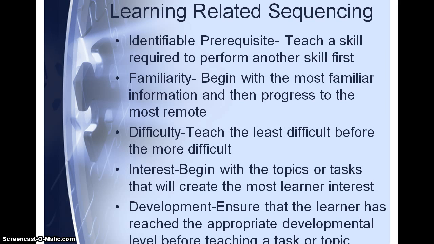Next, there's interest sequencing. In this case, the teacher would begin with the topics or tasks that will create the most learner interest. For instance, a science teacher might show the students what happens when she puts soda water and baking soda together before she teaches about chemical reactions. And lastly, there is sequencing for development. This sequencing ensures that the learner has reached the appropriate developmental level before teaching a task or topic. This type of sequencing was taken into account if we think about the difference between the objectives of our middle school health class with the objectives of our high school health class.